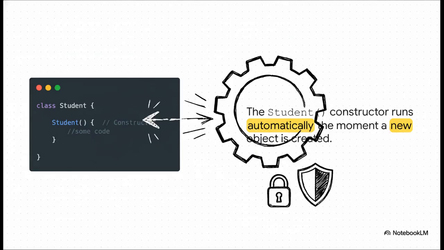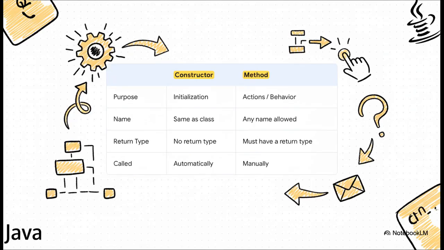This is our golden opportunity to set default values and make absolutely sure our new object starts its life in a good, valid state. A lot of people get constructors and methods mixed up, so let's just clear the air right now. A constructor's purpose is purely initialization. A method's purpose is to perform some kind of action.